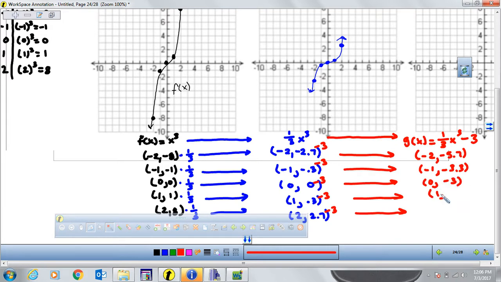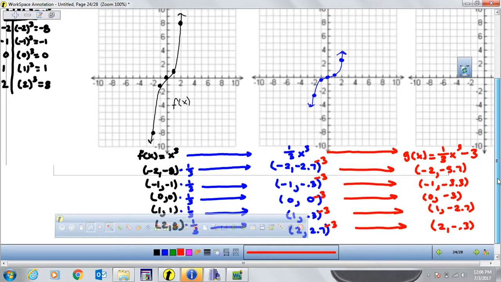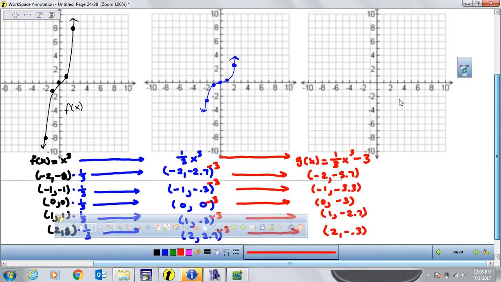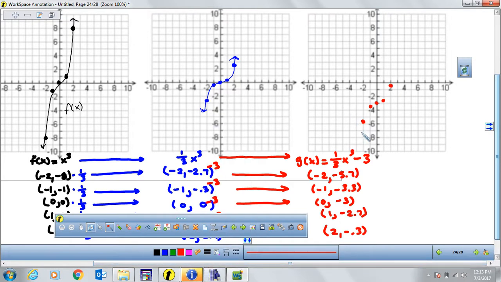Now 1 comma 0.3 minus 3 is negative 2.7, and 2 comma 2.7 minus 3 is negative 0.3. And this will be my final points. So we are going to have negative 2, negative 5.7, which is going to be somewhere in here, negative 1, negative 3.3, which is somewhere in here, then 0, negative 3, 1, negative 2.7, somewhere in here, and the last one is 2 and negative 0.3, which is somewhere in here. And that is going to create the graph of g of x.